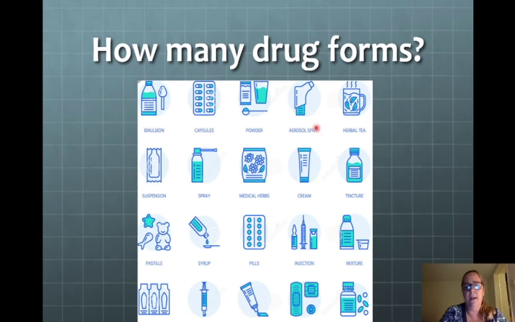So in the case of if you've got asthma, maybe herbal teas, creams, tinctures, medical herbs. In the case of Chinese medicine, these are quite popular. Sprays, suspensions, all sorts of shapes and sizes, even gels and patches. So there's all sorts of different types.